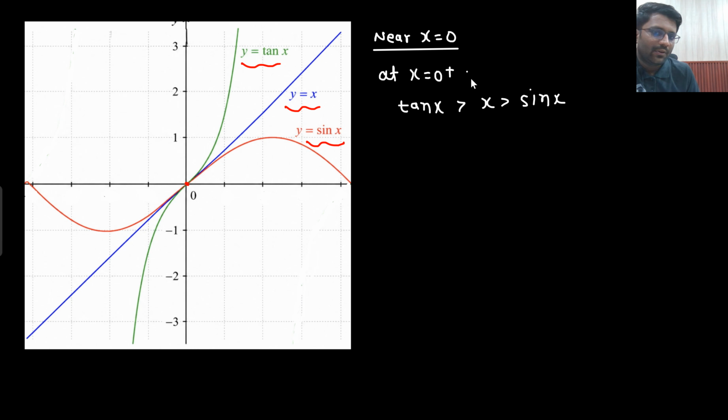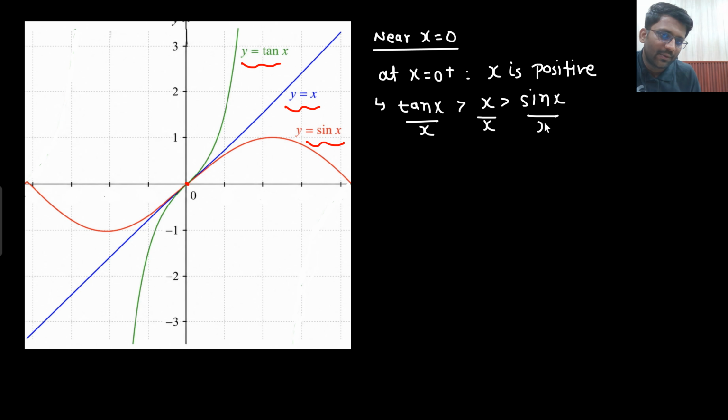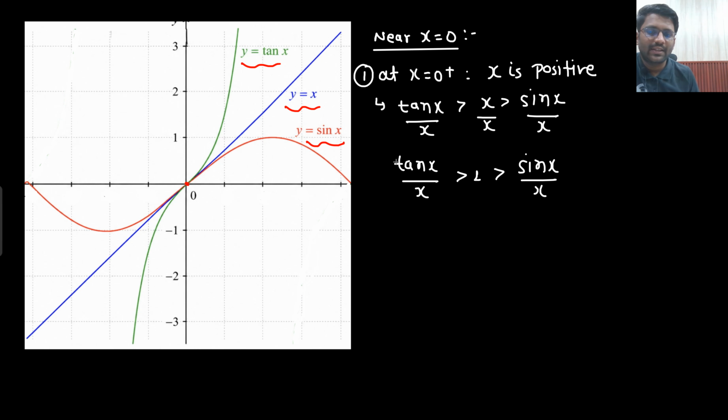Now since x is positive, say yes or no? X is positive. So can I divide by x? In the whole inequality I am dividing by x. So when I divide by x, what am I getting? Tan x by x is greater than 1, which is greater than sin x by x. We are talking about near x equals 0. First I talked about at 0 plus, so at 0 plus, this is the inequality that I have got.